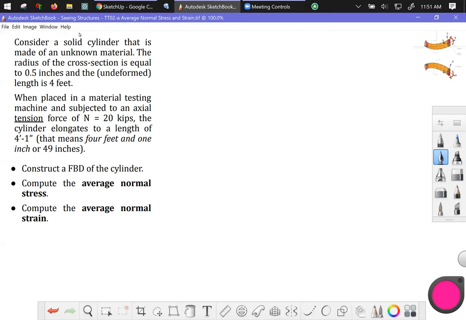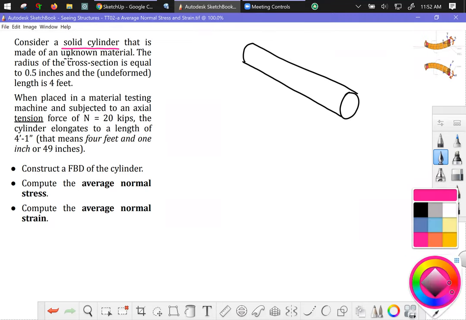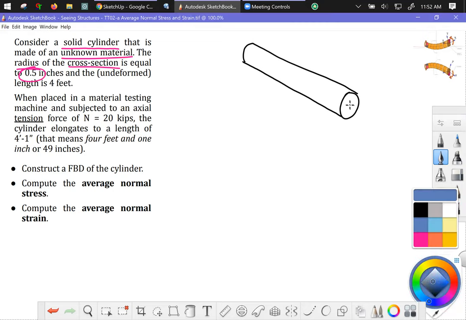Hello! This is an example problem related to average normal stress and average normal strain. We're asked to consider a solid cylinder. It is made of an unknown material, but we know that the radius of the cross section is 1/2 inch. So I'll add that in right here.